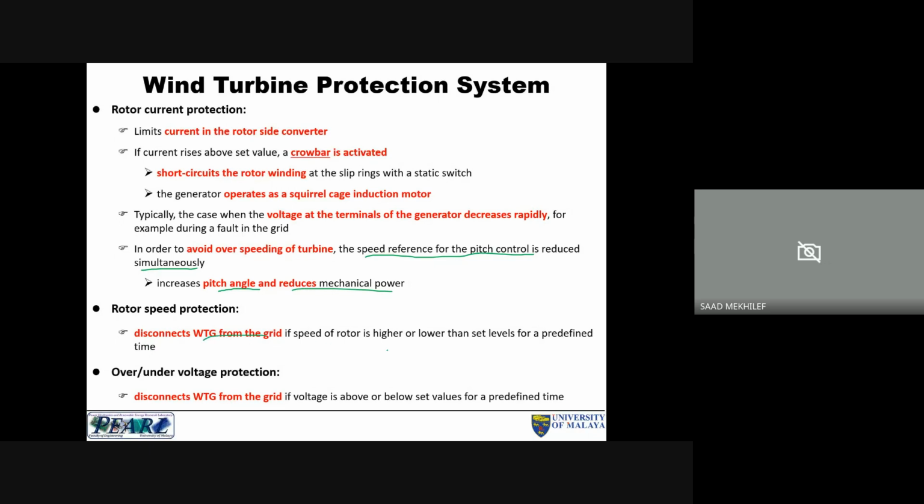If the speed of the rotor is higher or lower than the set values for a certain time, then we disconnect from the grid. We also disconnect from the grid if the voltage is above the limits. So that's what I say: most of the renewables have the capability to connect and disconnect from the grid. Okay, all right, good.